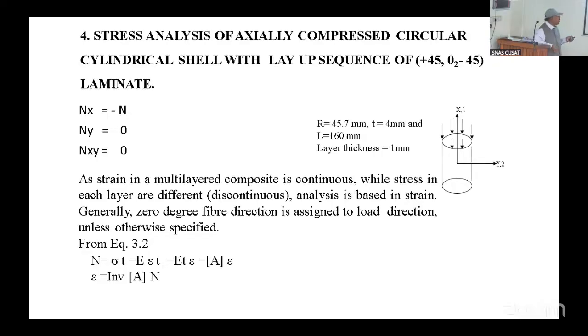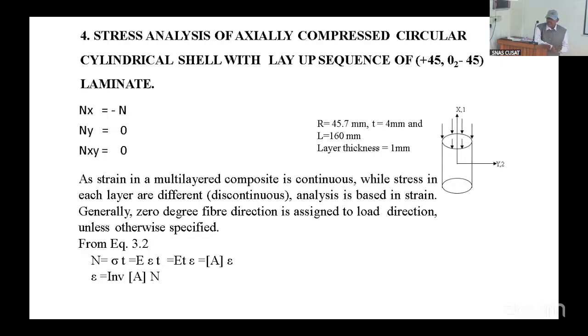Generally, 0-degree fiber direction is assigned to load direction. So from equation 2, which we have seen, N is equal to sigma into T, sigma is equal to E into epsilon. E into epsilon is nothing but A. So inverse, if you take it, epsilon is equal to inverse A into N. Why are we writing A, epsilon is equal to?